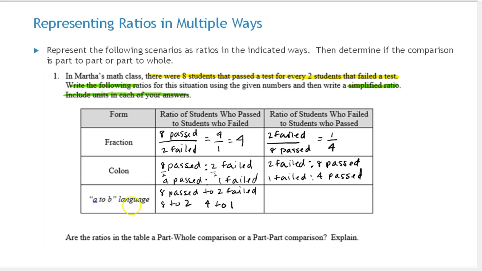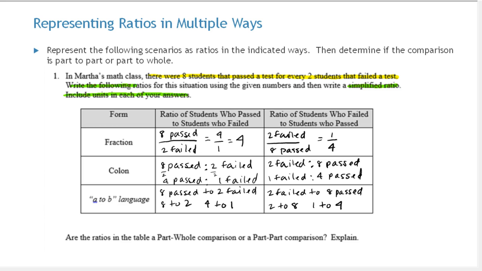And finally, A to B language, we would say 2 failed to the 8 that passed, which is 2 to 8, or also simplified 1 to 4. Okay?